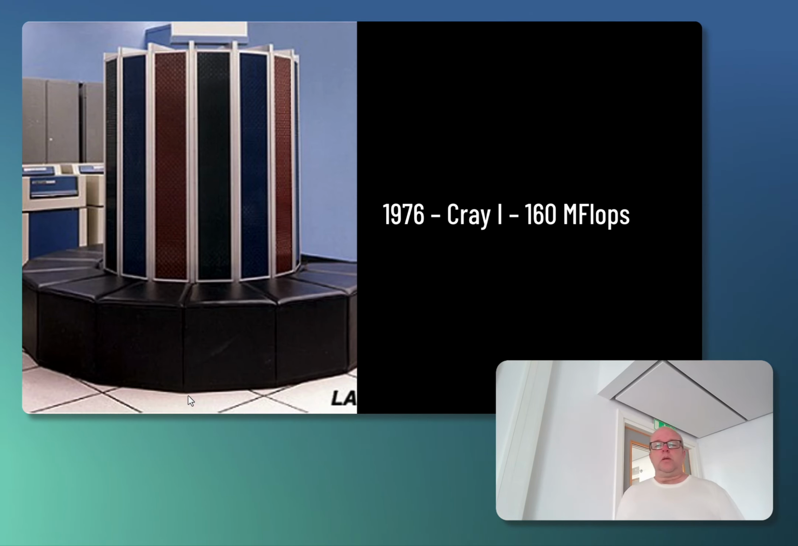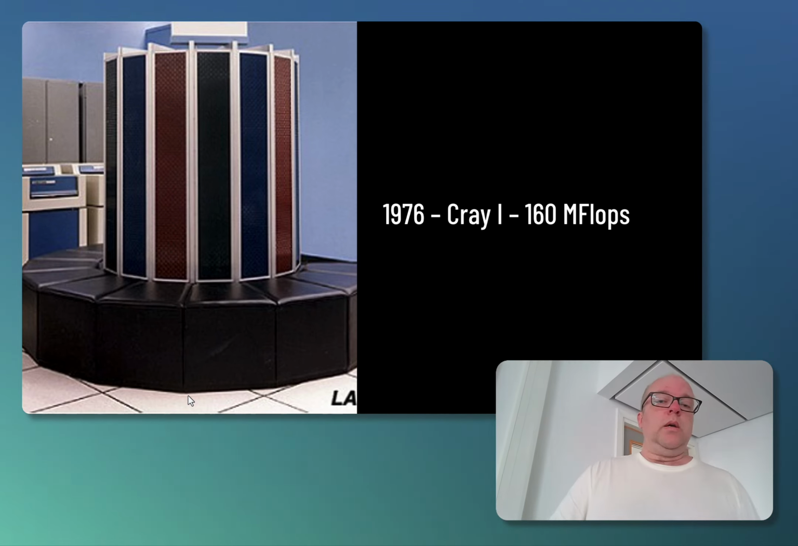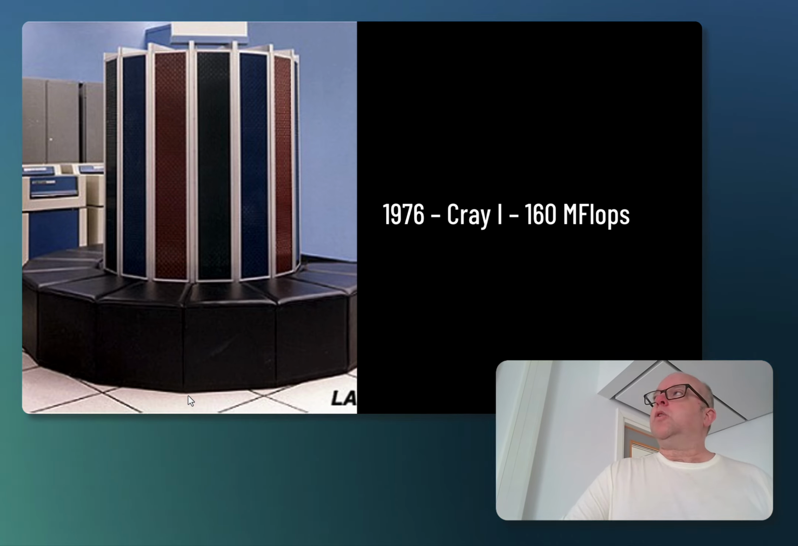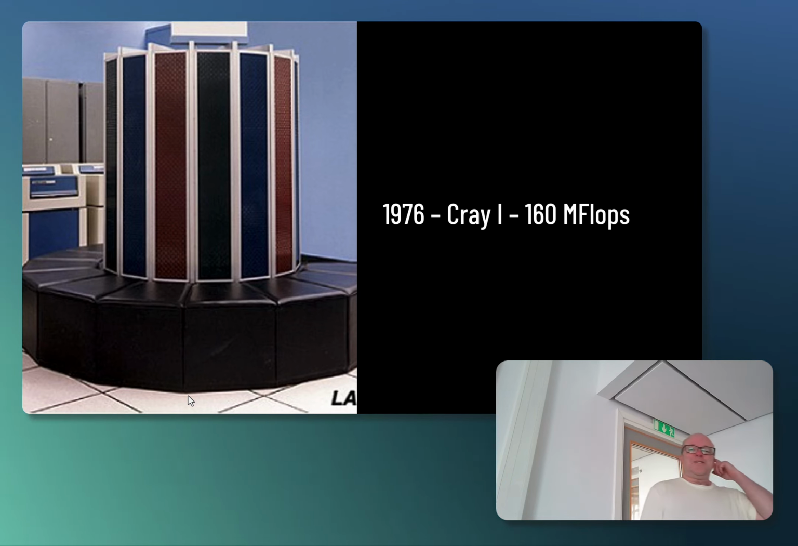In 1976, we had a Cray-1, 160 megaflops. And we actually had one of these in Sweden, in Linköping. It was used to design the JAS Gripen aircraft. So it was one of the first in Sweden. It was, at the time, a very controversial thing because the US didn't like Sweden at the time. So it had to be locked in a certain room with a lot of protection because they didn't trust us. But we managed to get it anyway.